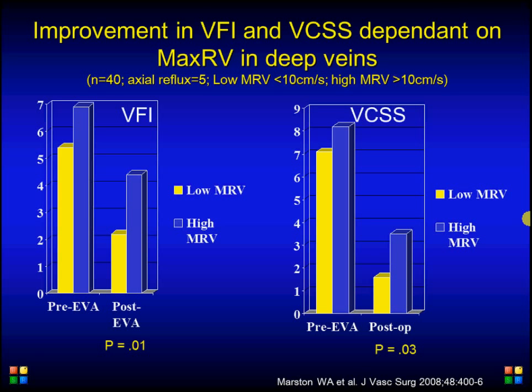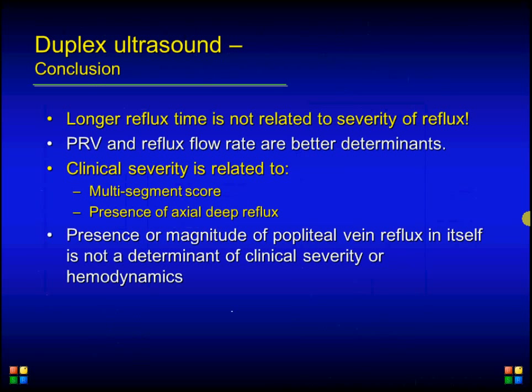Then they operated the patient, and lo and behold, those people that had a higher reflux flow in the deep system came out having less decrease of the venous filling index and less impact on the venous severity score. And this is a way of trying to see what the impact of the deep system is on the superficial system when you only take care of the superficial system.